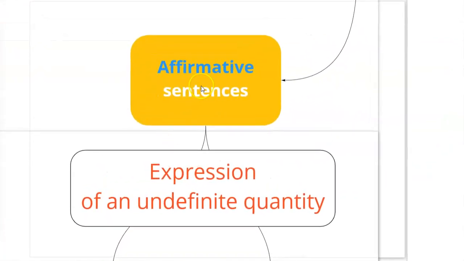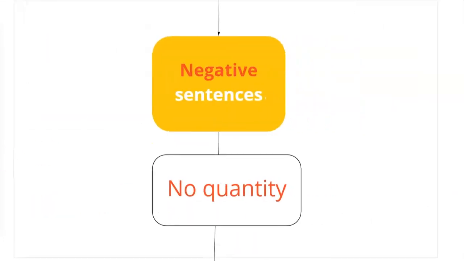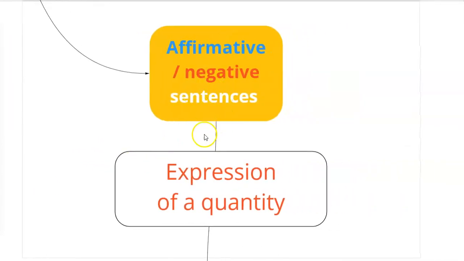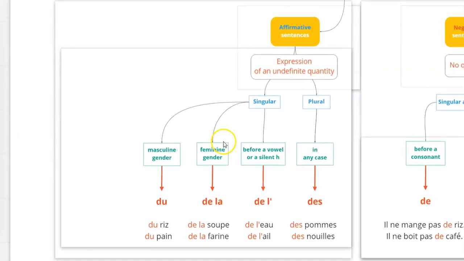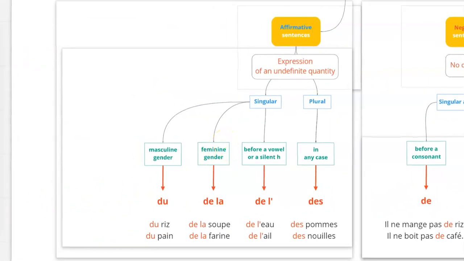So the first table is about affirmative sentences. These sentences express an indefinite quantity. There is another table which is about the negative sentences, which express no quantity. And then affirmative and negative sentences that express a quantity, like we've seen, beaucoup de, a lot of, or peu de, little, peu d'argent, little money. So let's see the affirmative sentences first.